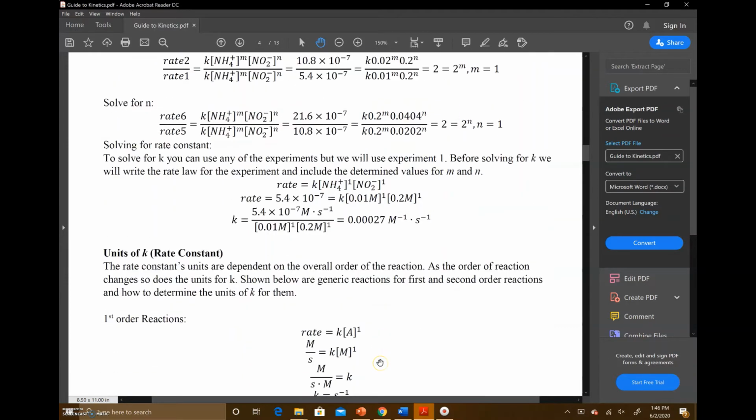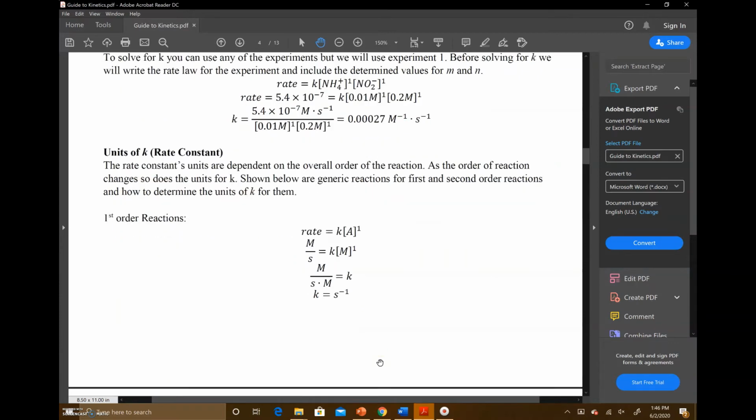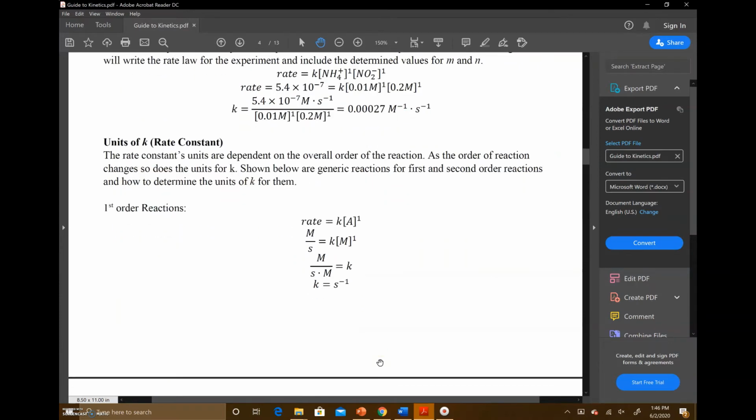Now, continuing on the units of k, you need to be careful in making sure that you know what order of reaction it is. In fact, the order of reaction is what determines the units for k. So this is a good example of where the rate is equal to k times the concentration to the first power, which is first order.